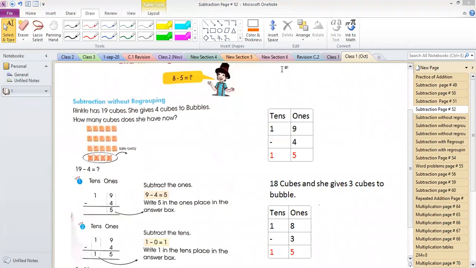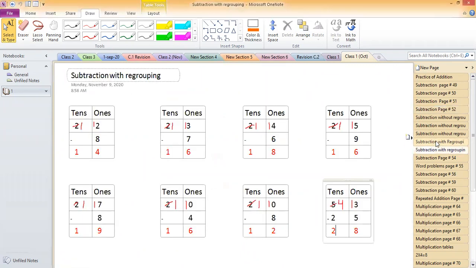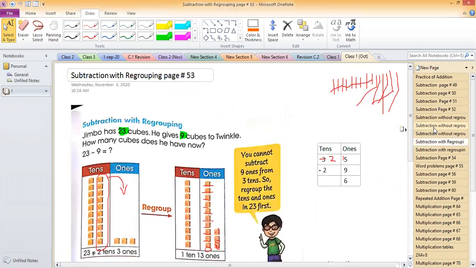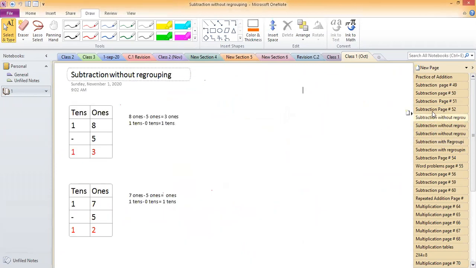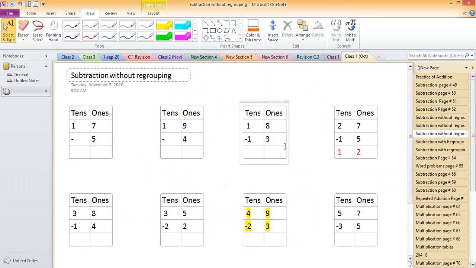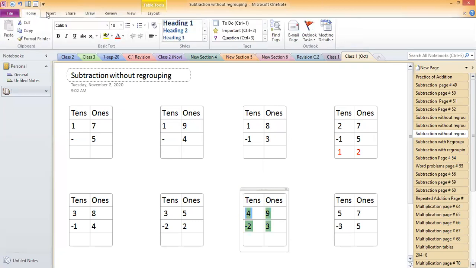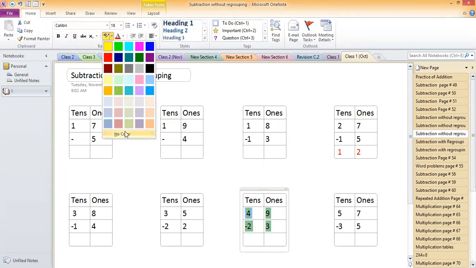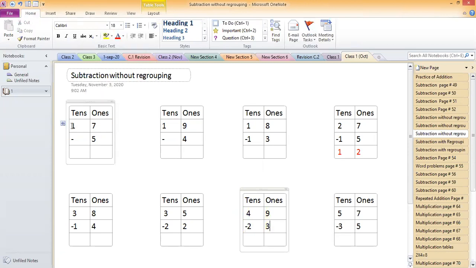Now we are going to practice. I'm going to give you questions and you are going to solve them by yourself. So guys, these are the questions you are going to solve first. 17 minus 5. What will you do? You will subtract the ones, then subtract the tens and tell me the answer.